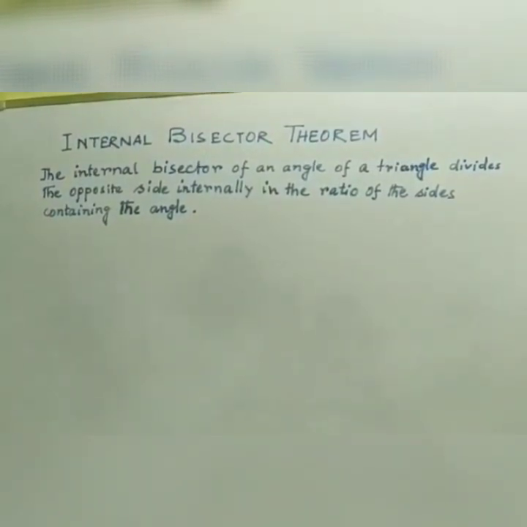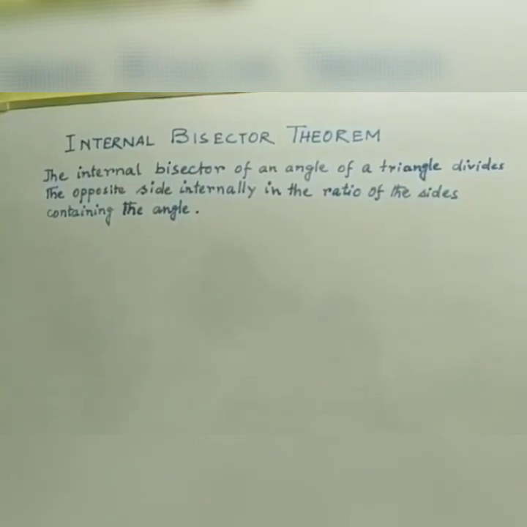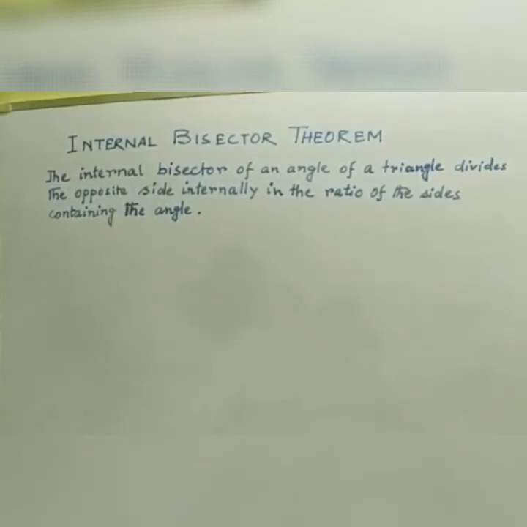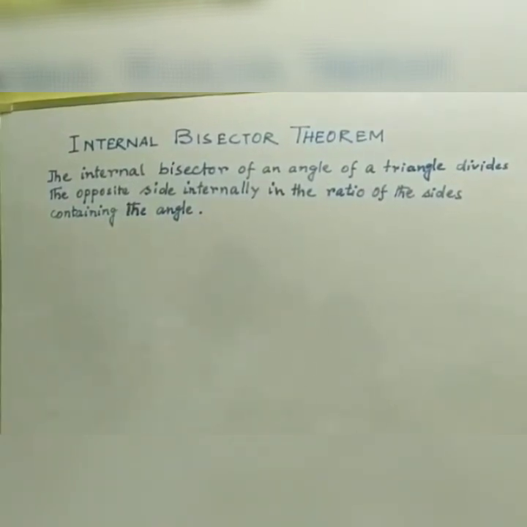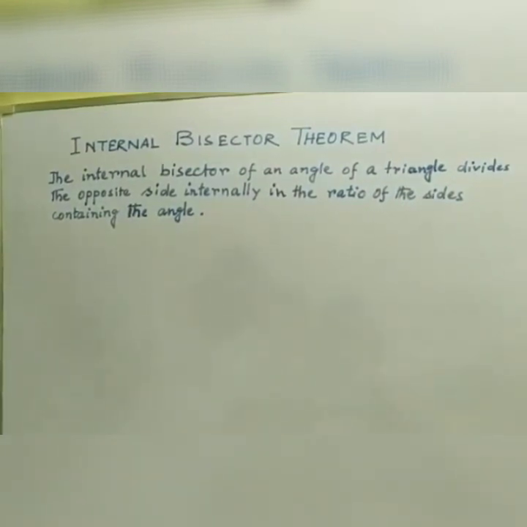The internal bisector of an angle of a triangle divides the opposite side internally in the ratio of the sides containing the angle. This is the statement. You will not fully understand from here.